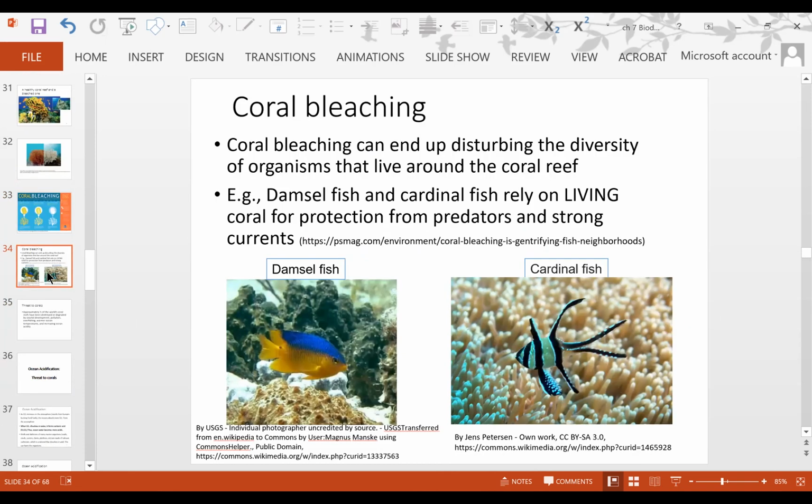And coral bleaching can then end up disturbing the diversity of organisms that live around the coral reef. For example, damselfish on the left and cardinal fish on the right rely on living coral for protection from predators and strong currents. And those are just two examples, but there are many organisms that rely on a living coral reef habitat.